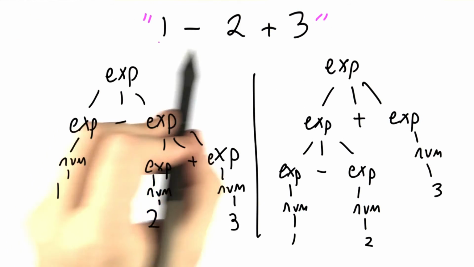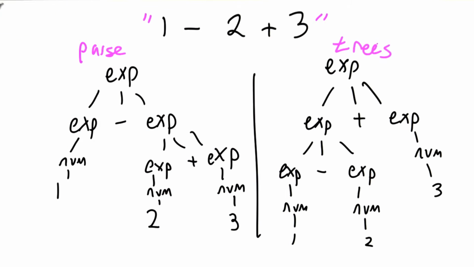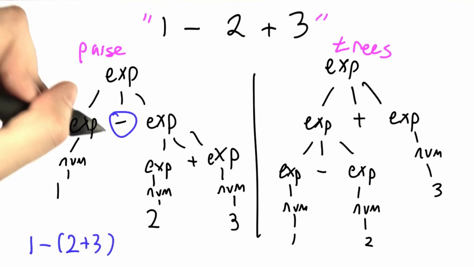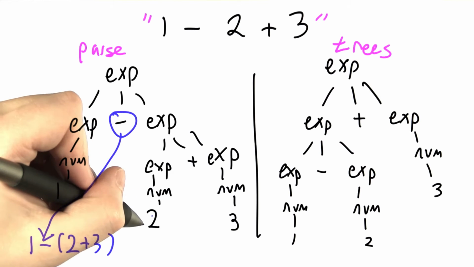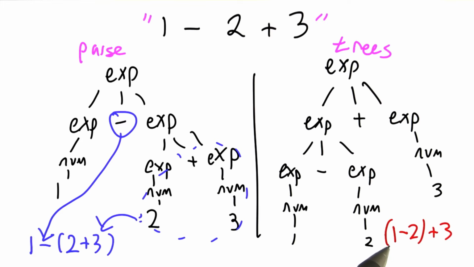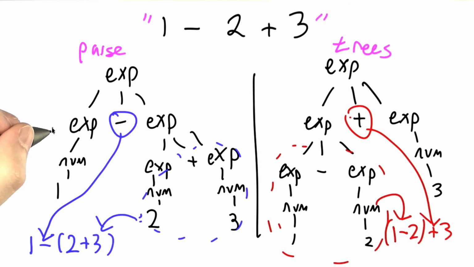Here I've drawn our favorite utterance from before, 1 minus 2 plus 3, and I've written out two different parse trees for it. This one corresponds to 1 minus open 2 plus 3 close. At the top level, we're subtracting, and then the 2 plus 3 are grouped together. This one corresponds to open 1 minus 2 close plus 3. At the top level, we're adding, and the 1 minus 2 is grouped together.